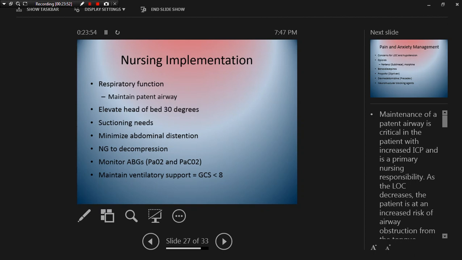ABG, so we want our PaO2 to be somewhere between 80 to 100, maybe a little on the higher side. And our PaCO2, we want it to be normal, 35 to 45. We don't want to alter cerebral vasculature, cause cerebral vessel dilation, and raise our ICP when we have elevations in ICP. We said Glasgow Coma Scale of less than 8 typically needs to be intubated, ventilated.